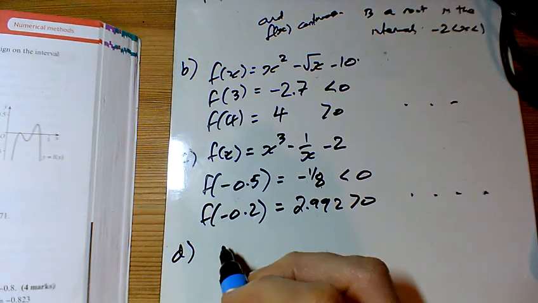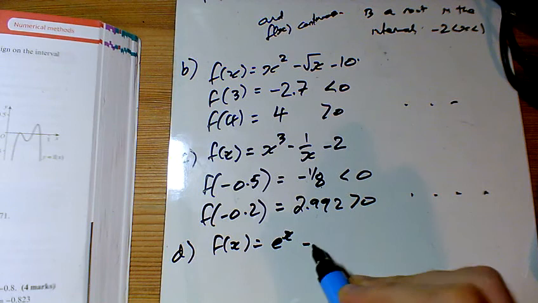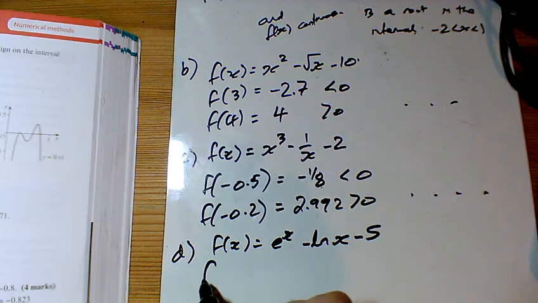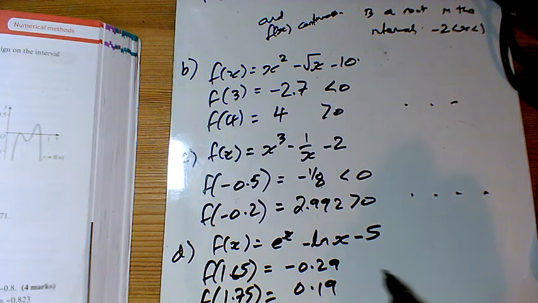And the last one of this first section, we've got f of x equals e to the x minus ln x minus 5. And we're doing 1.65, and what's the other one? 1.75. So putting 1.65 in there, I've got -0.29, and here I've got 0.19. One is negative, one is positive, therefore blah blah blah.